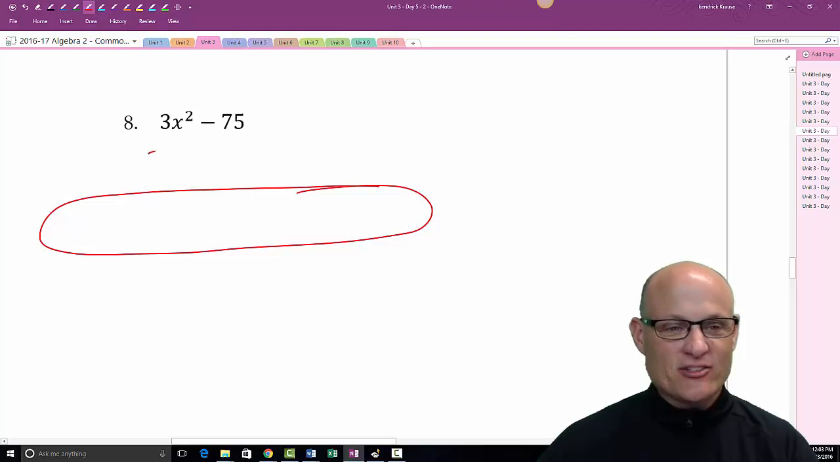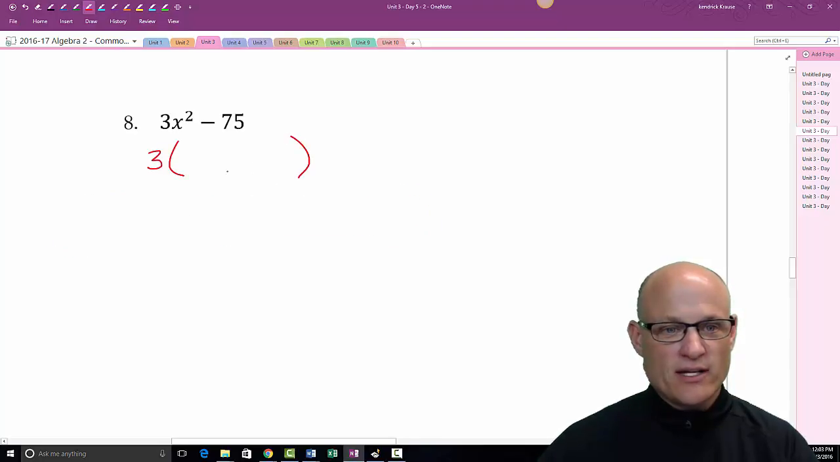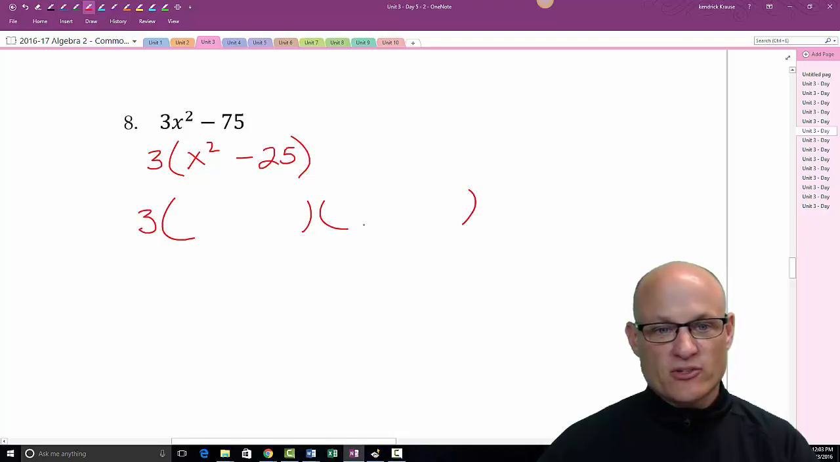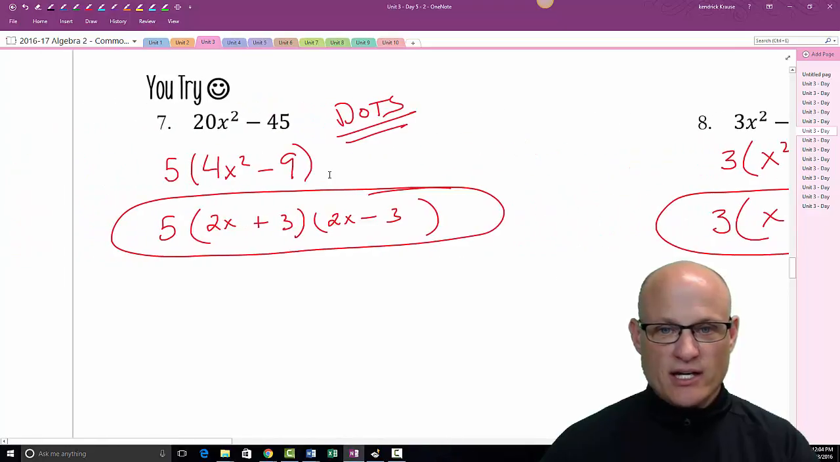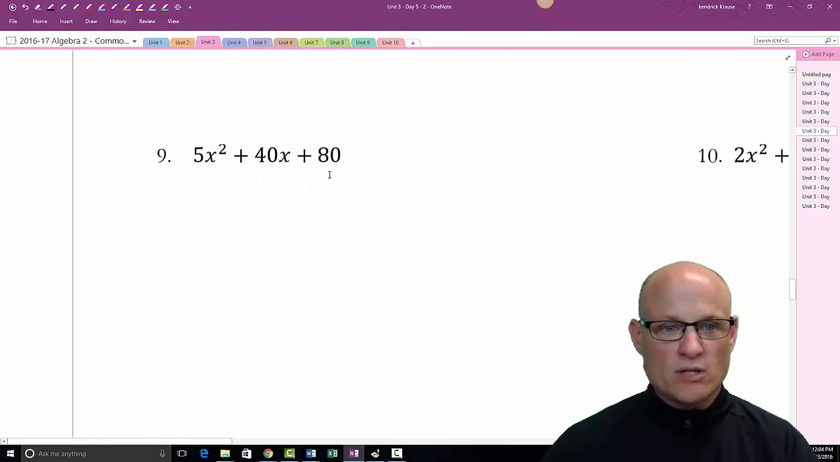JK. This has a GCF of 3. I'm left with x squared minus 25. Difference of perfect squares, a difference of two squares, so x and x, plus 5 and minus 5. All right, 2 down, 10 to go. Another town, one more show.